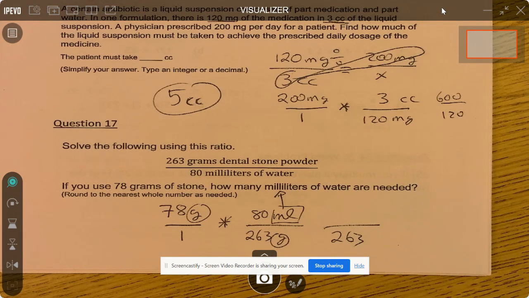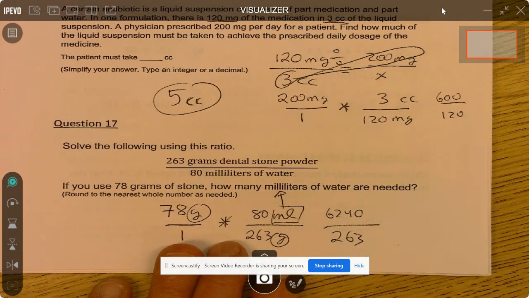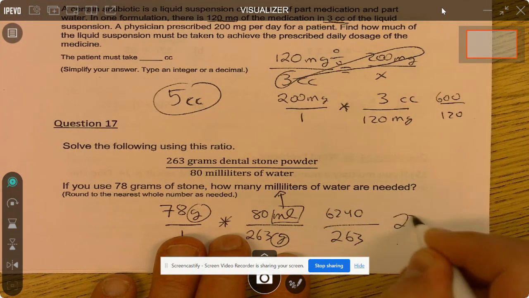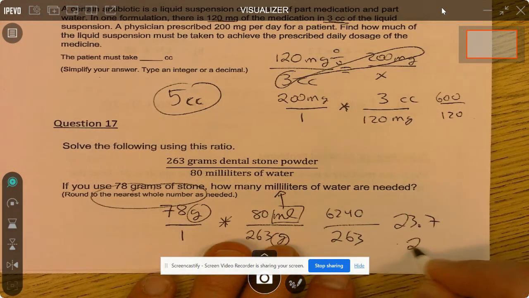78 times 80 is 6240. Top times top, bottom times bottom, 6240 divided by 263 is 23.7. And then it says to round to the nearest whole number, which means the answer is 24.